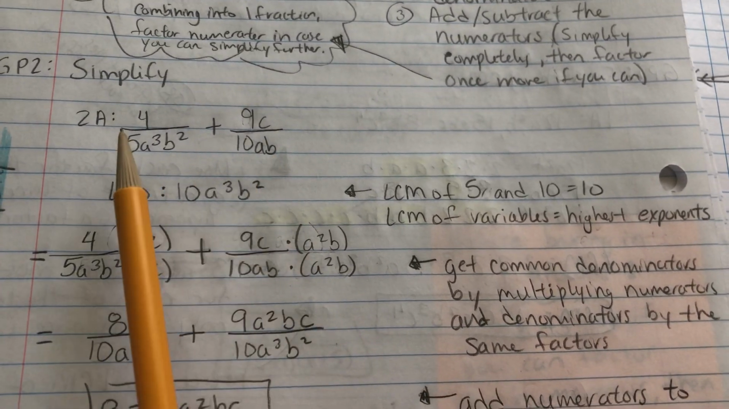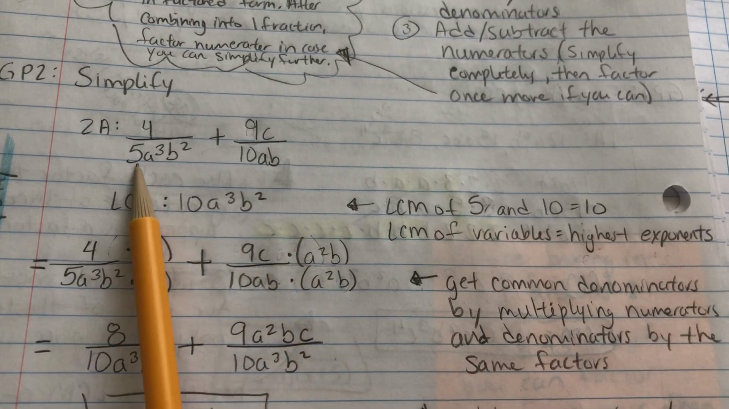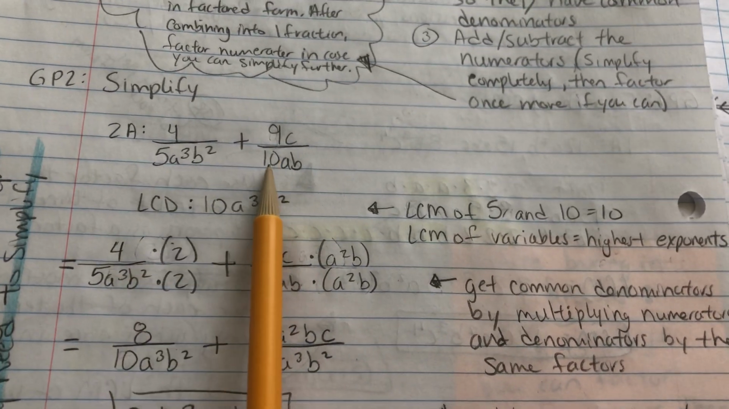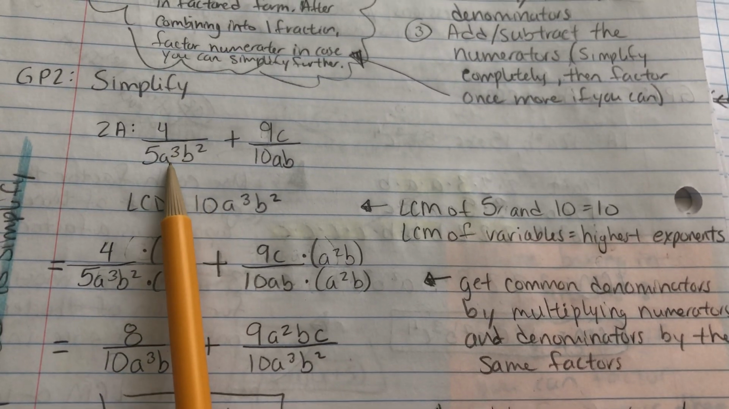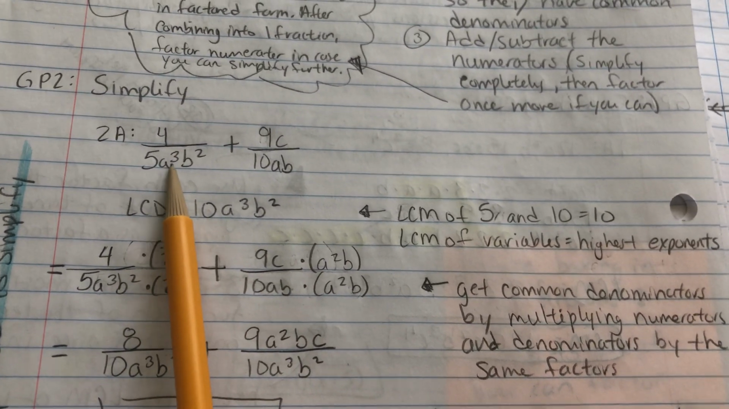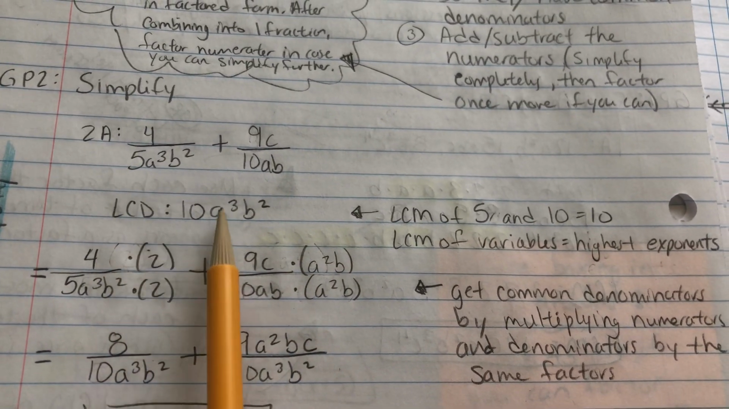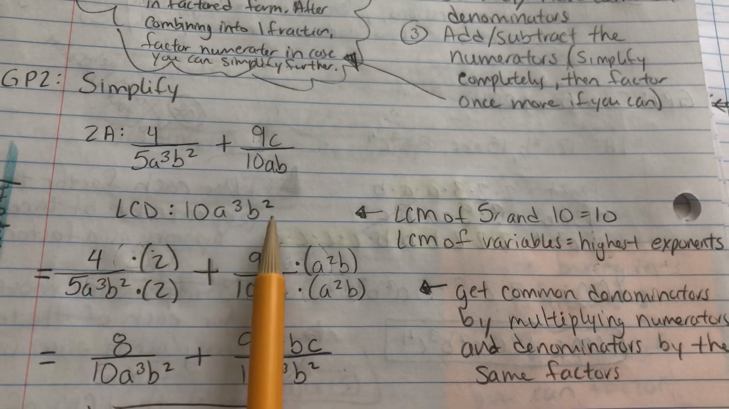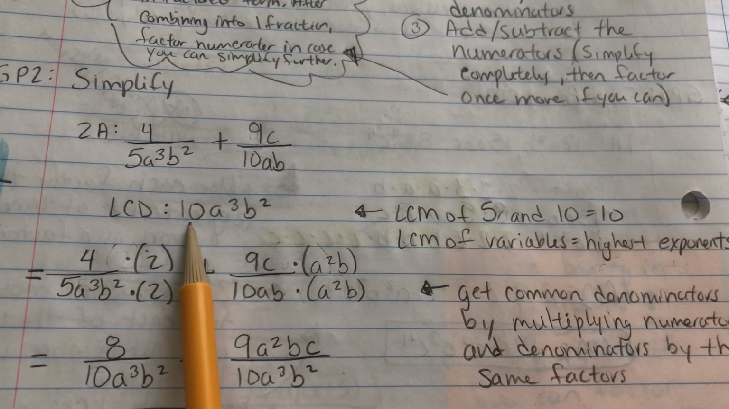One way to think of this is, what does each fraction have that's missing that the other one has? So between 5 and 10, the least common multiple is going to be 10. Remember, we said in the first video, the least common multiple of your variables is going to be the highest exponent you see. So the a cubed is larger than the a, the b squared is larger than the b. So that's going to be your least common denominator.